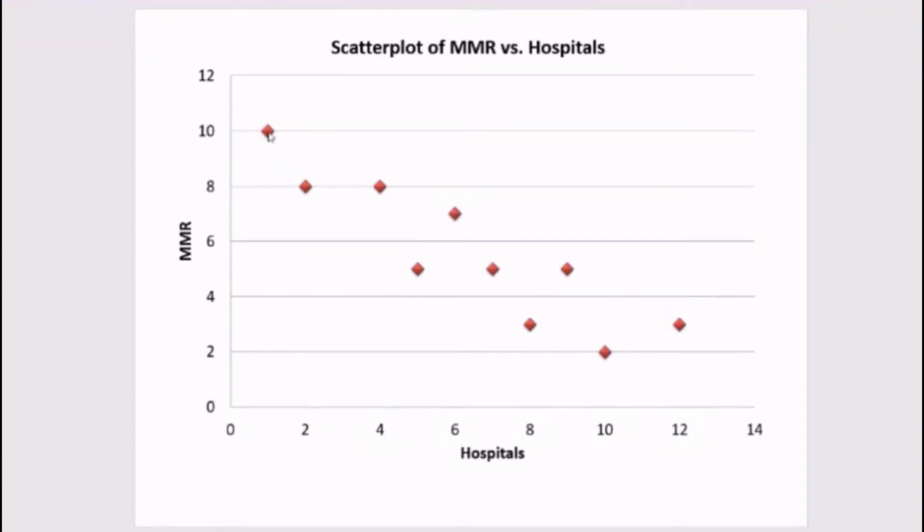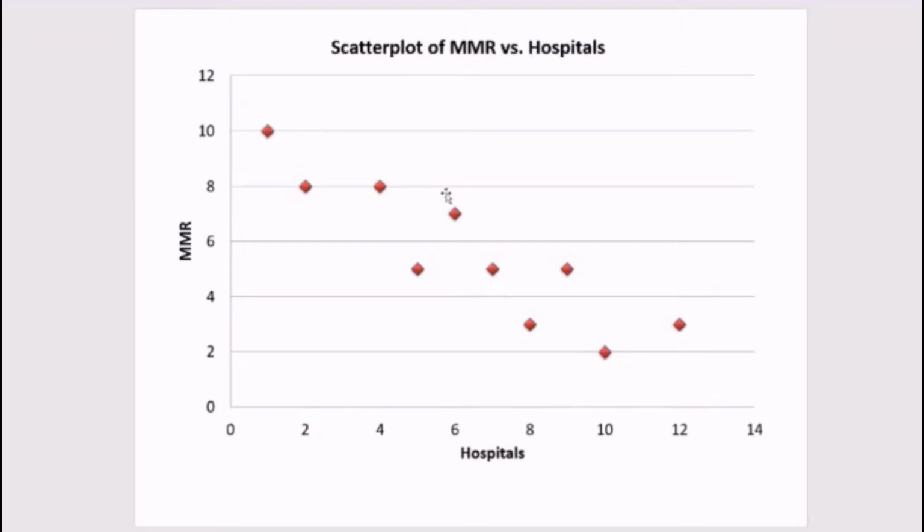So for example, this value is a city with one hospital and then a maternal mortality rate of 10. Okay? Did you get it? Yes, sir. This city has two hospitals and a maternal mortality rate of 8, and so on. So this one at the bottom has ten hospitals and only a maternal mortality rate of 2.